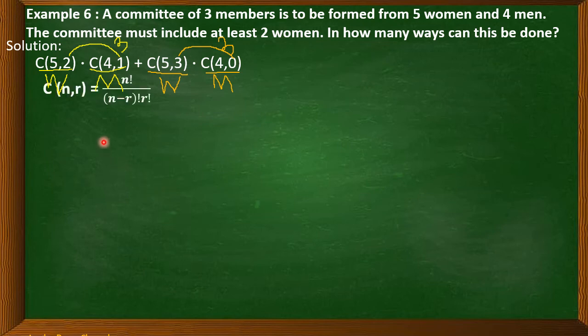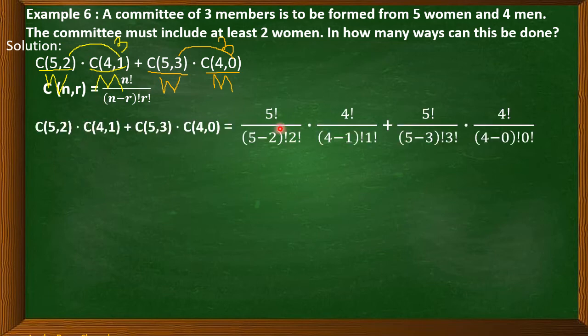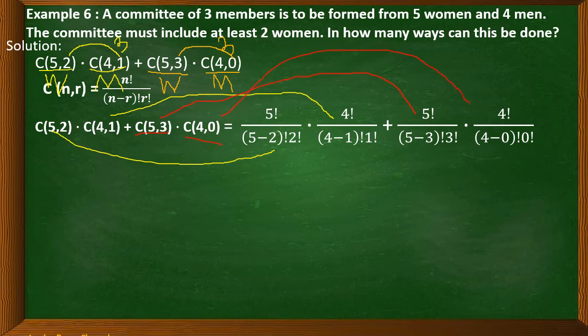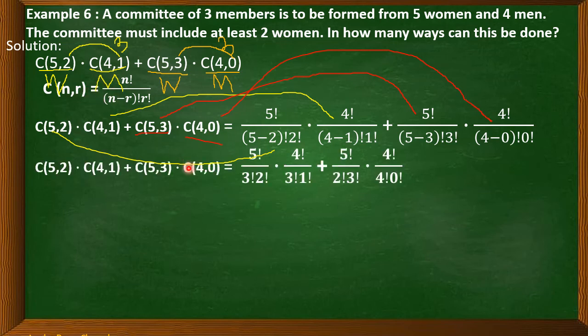Now we will solve. Okay, remember this is still the formula. So 5 factorial over quantity of 5 minus 2 factorial times 2 factorial, times 4 factorial over quantity of 4 minus 1 factorial times 1 factorial, plus 5 factorial, combination of 5 taken 3, and last is this one. Okay, so just use the formula. We will simplify further.